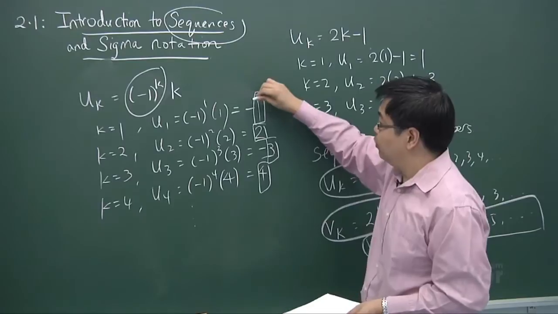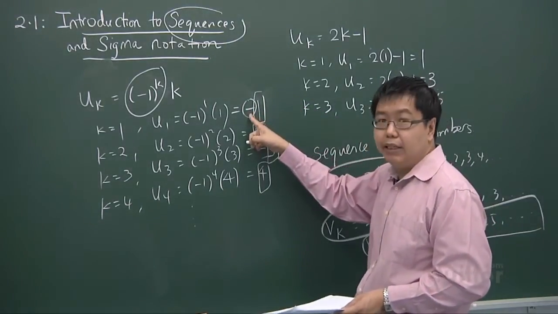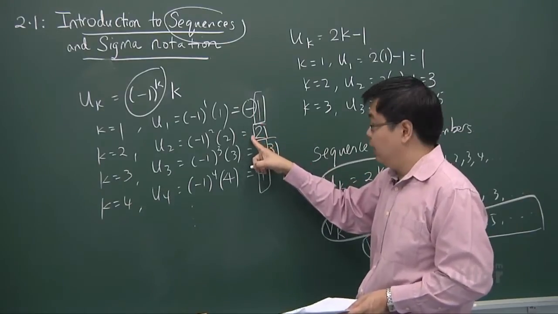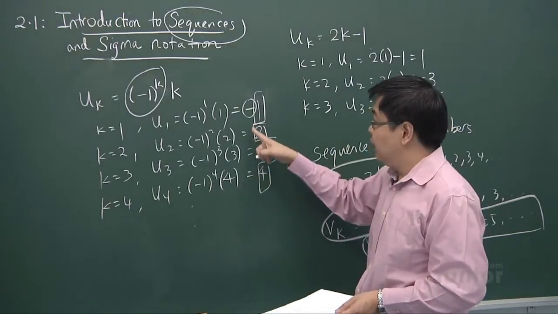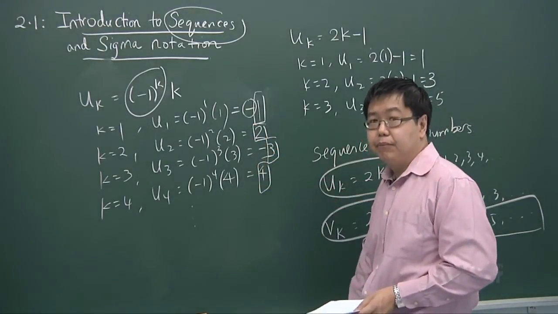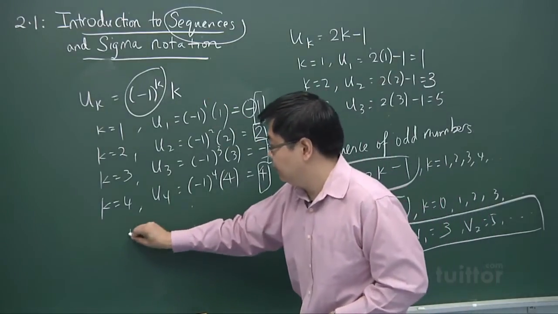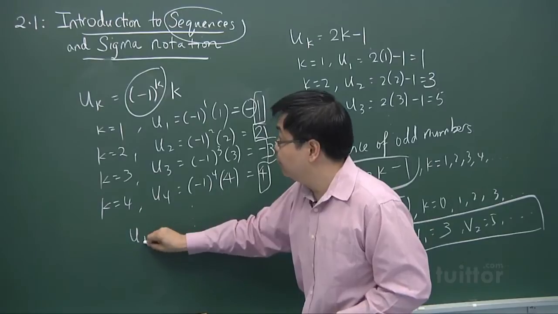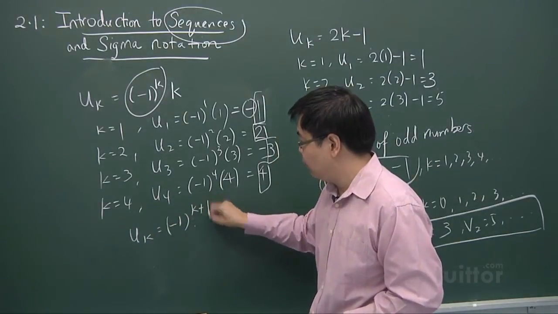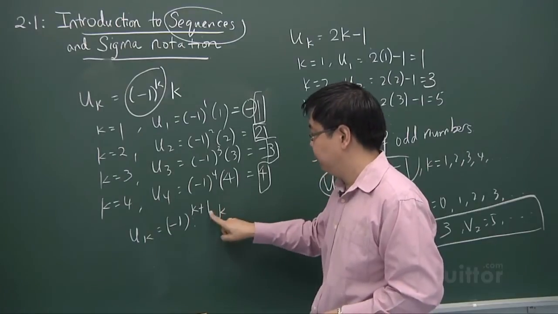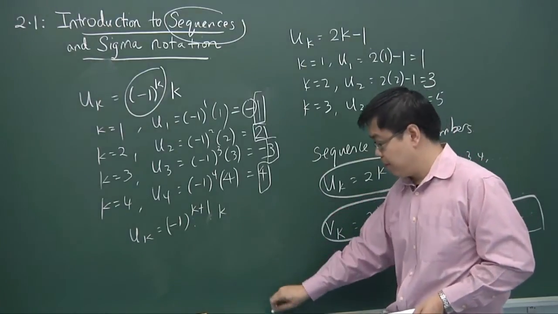But besides that, you also notice the sign in front of the number. The first term is -1, the second term is +1, the third term is -1, and the fourth one is +1 again. So the sign alternates itself. Okay? Now compare this general term with another general term. Suppose I give you u_k equals (-1)^(k+1) multiplied by k. Now what happens to this one? Okay?